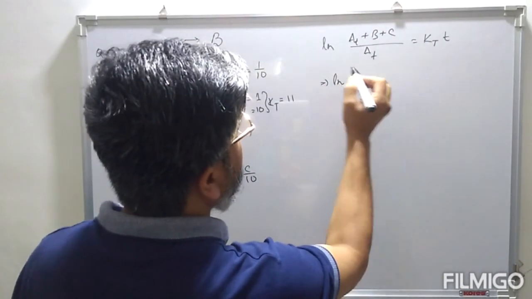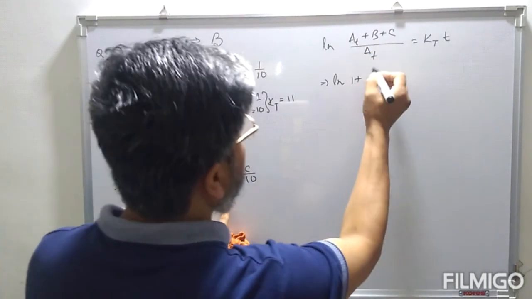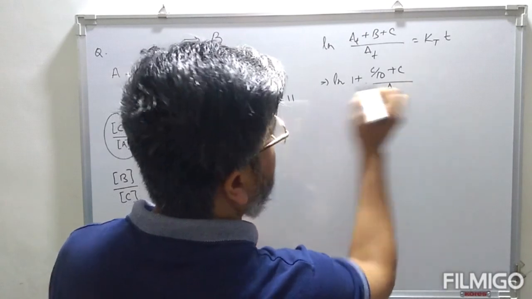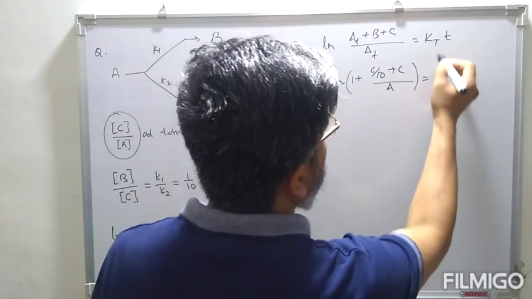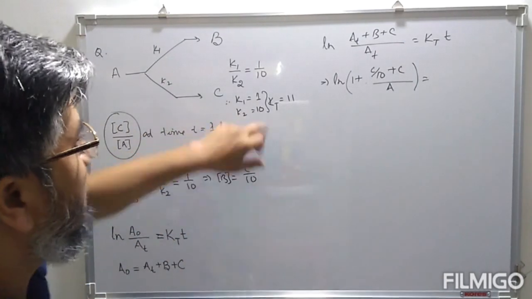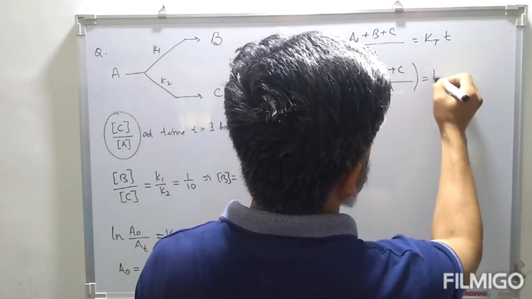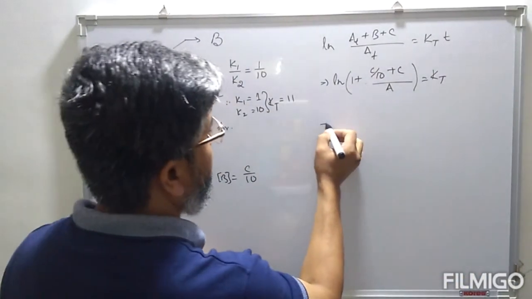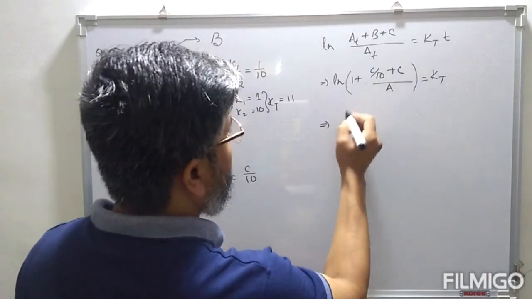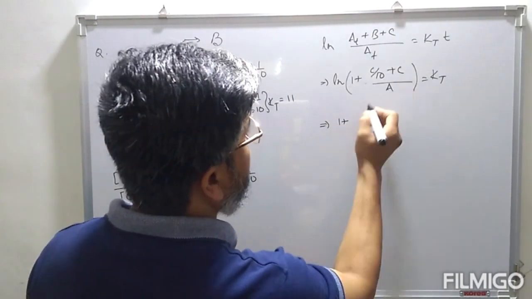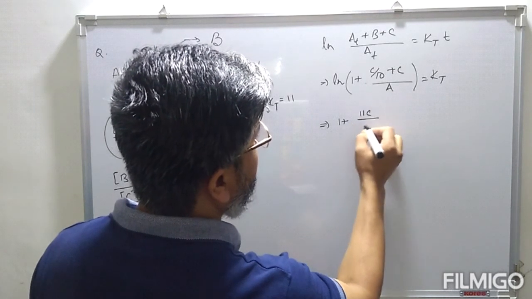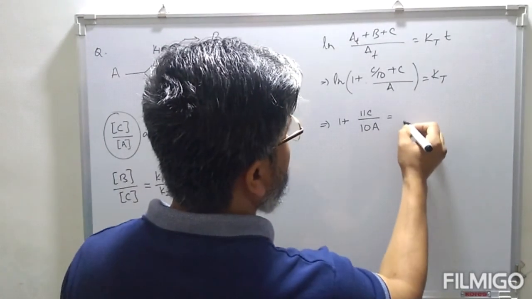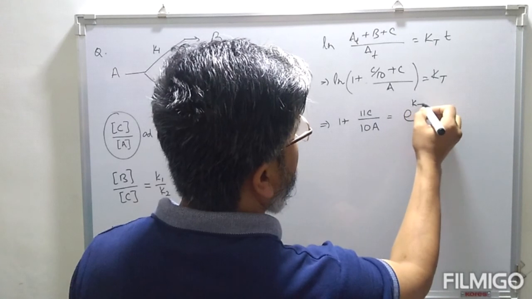So we can replace B here in terms of C. So this is equal to ln of At plus C by 10 plus C, divided by At, is equal to Kt. So Kt is 11. Time t is 1, so we can replace t by 1. So 1 plus 11C by 10A is equal to exponential Kt.